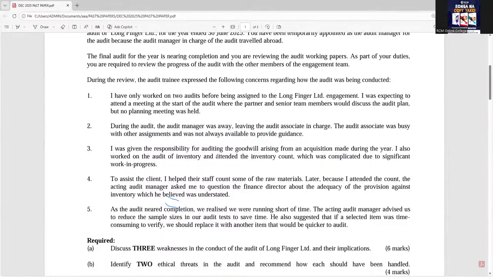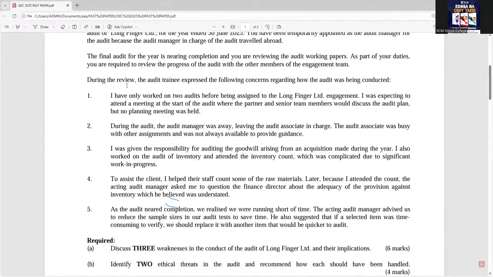I was given the responsibility for auditing the goodwill arising from an acquisition made during the year. I also worked on the audit of inventory and attended the inventory count, which was complicated due to significant work in progress. What can you get from here? Reducing the sample sizes, but there's something you are not thinking of quickly enough in this case.